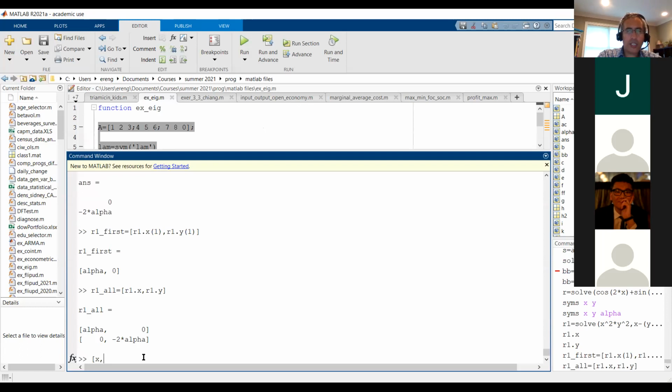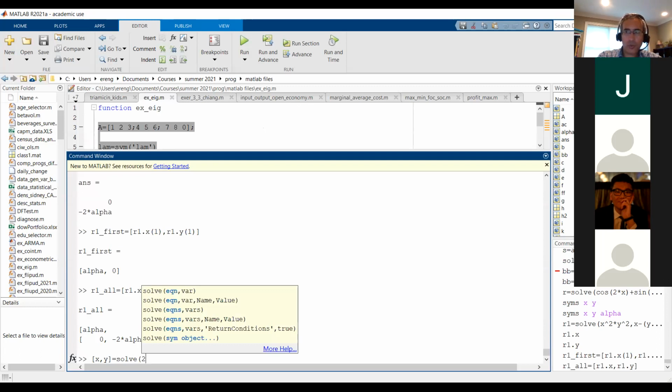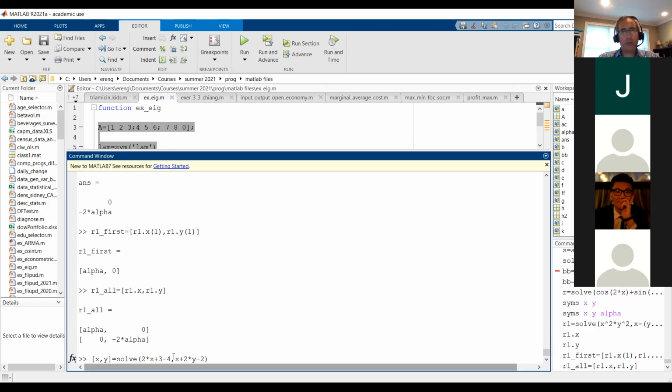So there is another way, guys, that you can do it. You immediately create the output x, y, and then I simply put solve. This was 2 times x plus 3 times y minus 4. Do you see the trick I'm doing, guys? x plus 2 times y minus 2. So why am I doing the minus 4 here and minus 2 here?